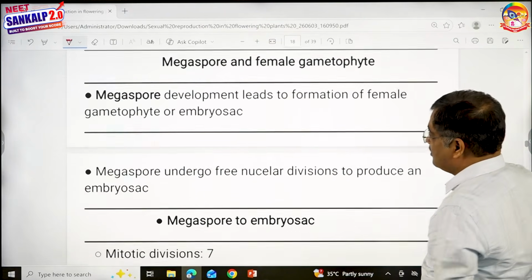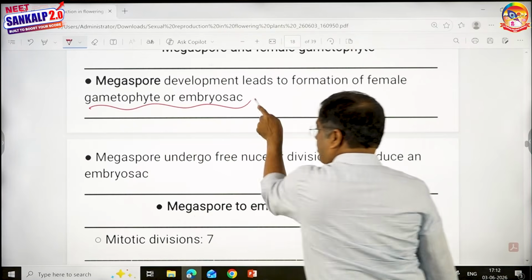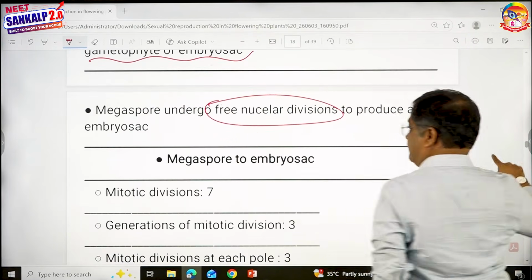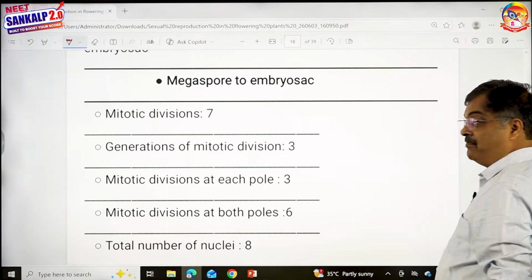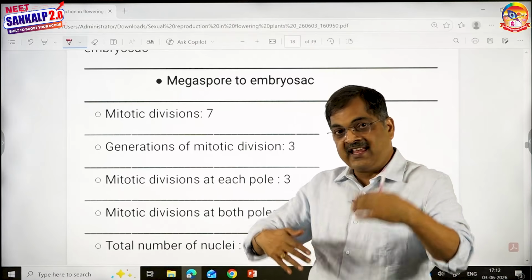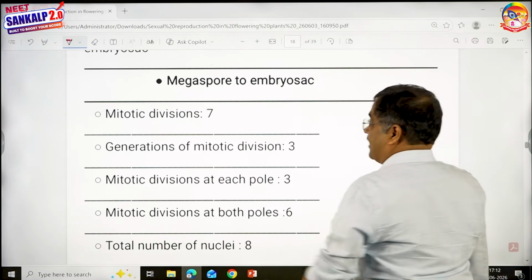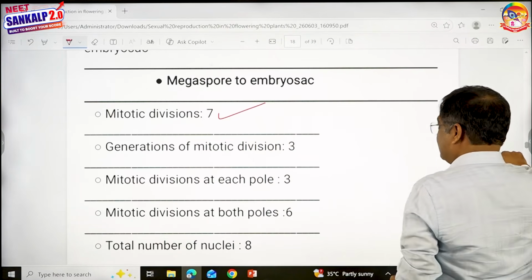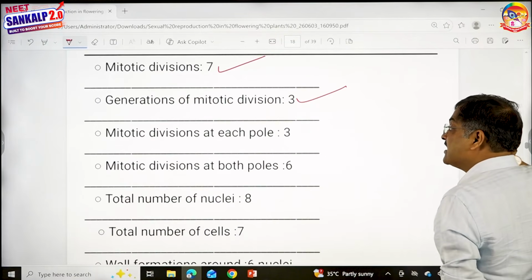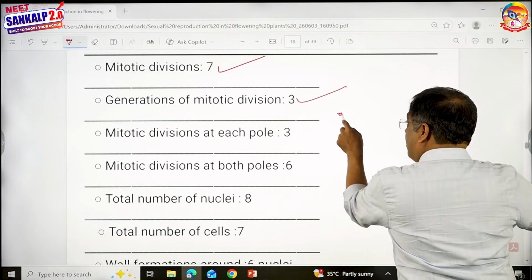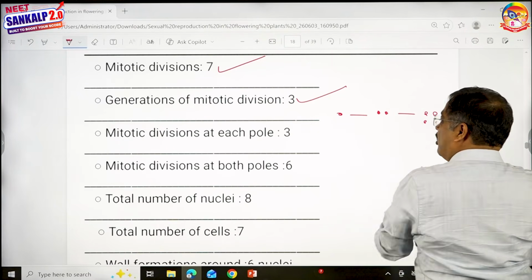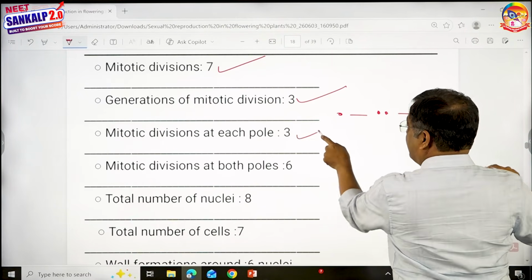The megaspore develops, leading to the formation of the female gametophyte or embryo sac. The megaspore undergoes free nuclear divisions. Oh, very important. I have highlighted all these points properly, children, such that it's very easy for you to run through. All right. Mitotic divisions 3 at each pole. At each pole, 1 nucleus becomes 2, 2 becomes 4. At each pole, the number of mitotic divisions will be 3.